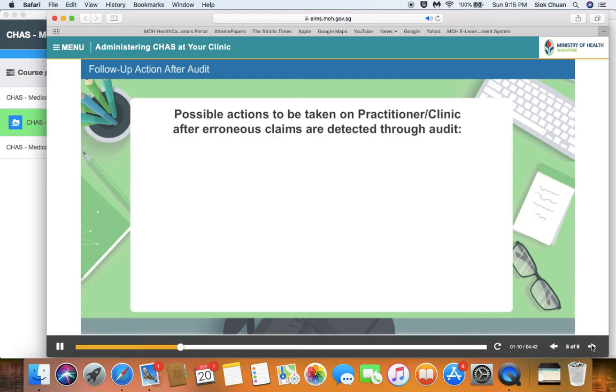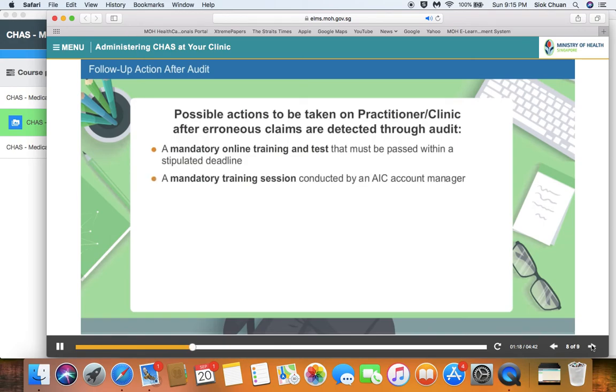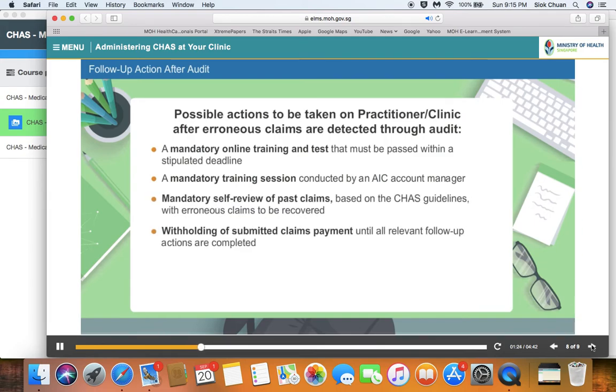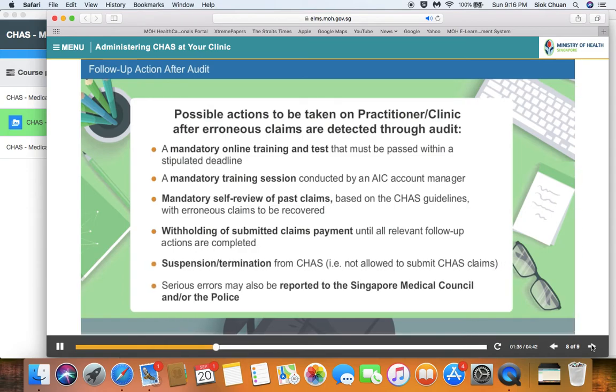You will be made to undergo an online training and test that must be passed within a stipulated deadline. You could be called to attend a mandatory training session with AIC Account Manager, undergo a mandatory self-review of past claims. Your claims could be withheld for payment until all relevant follow-up actions are completed, and also you could be suspended or terminated from CHAS. Serious errors may also be reported to the Singapore Medical Council and or the police.